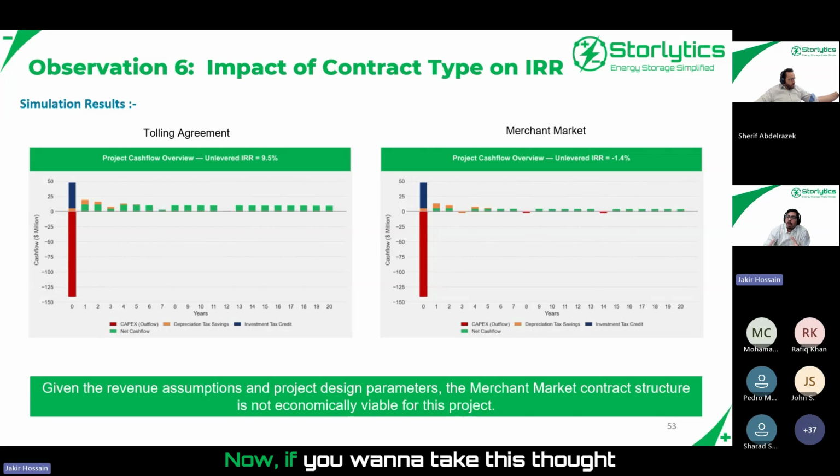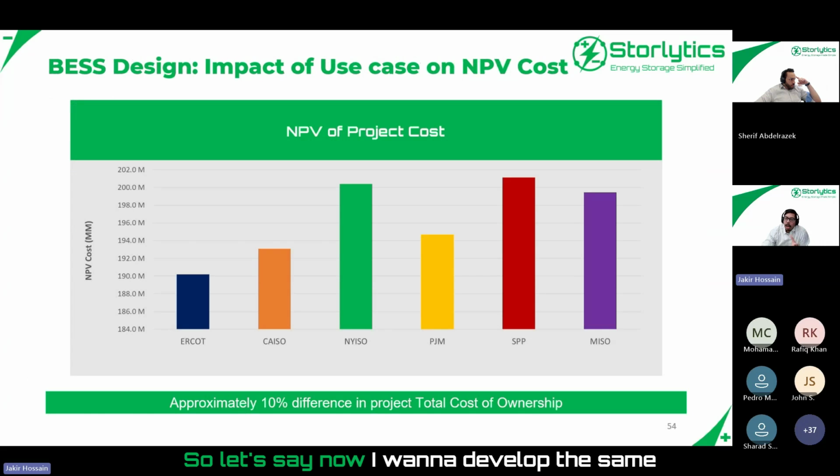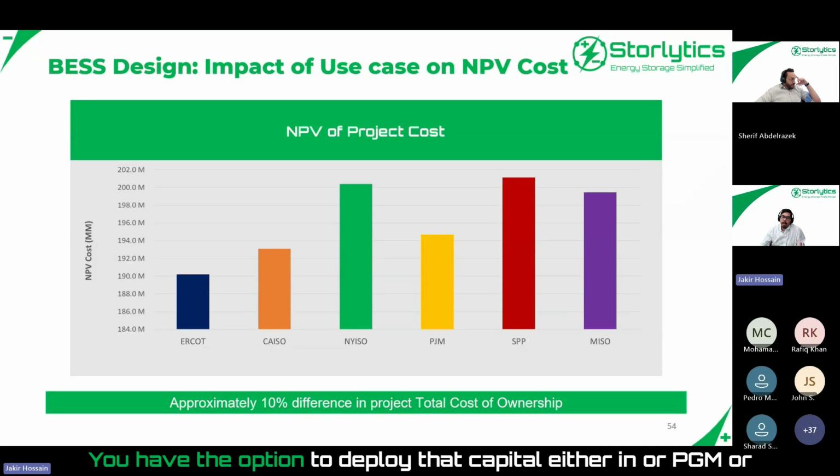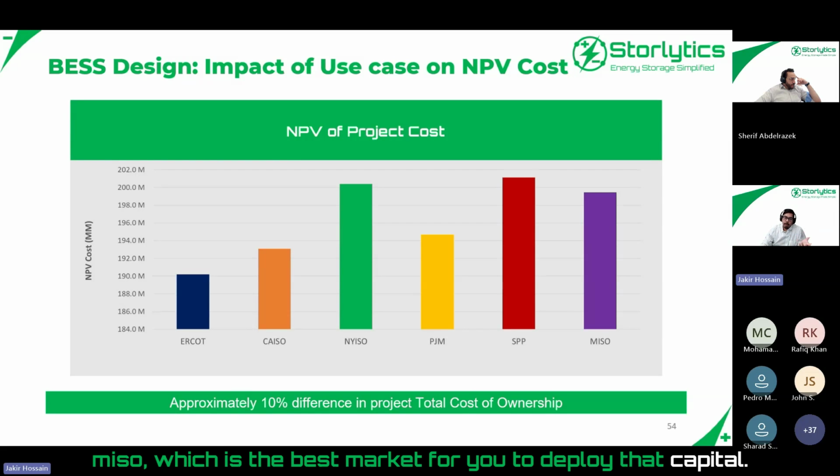Now, if you want to take this thought and expand it over markets, let's say I want to develop this same 100 megawatt, 400 megawatt hour battery and think of it from a developer portfolio perspective. You have the option to deploy that capital either in ERCOT or PJM or MISO. Which is the best market for you to deploy that capital?